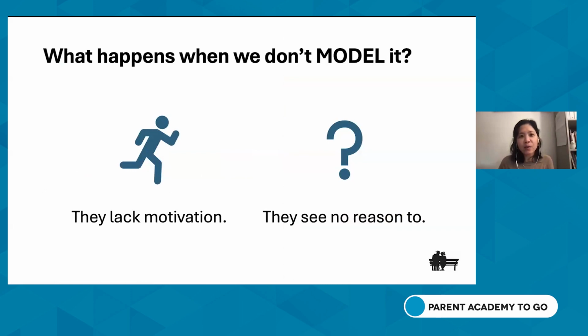Well, our kids, they lack motivation. You can tell them as much as you want, go talk to your grandparent, go help your grandparent do this. But if they don't see it modeled, if they don't see you walking the walk, it's very likely they're not going to do it. They're going to lack the motivation. And the second thing is they're going to see no reason to do it. So really, if it comes down to anything, I would say first start with modeling it. Let me know if you have any specific questions in the chat.